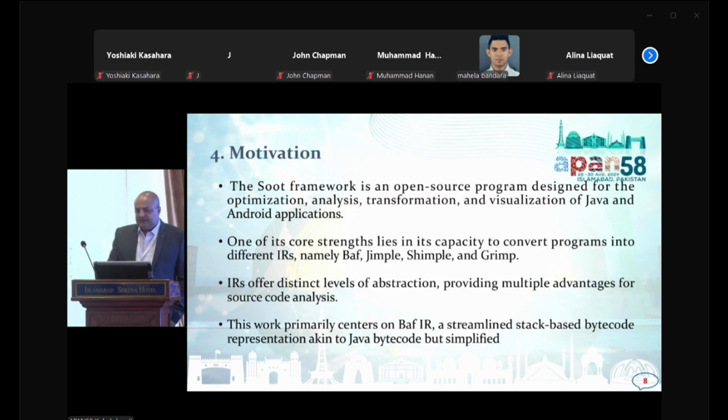The motivation behind this work, as we know, is that static analysis tools such as the SOOT framework generate different intermediate representations for source code analysis. Each intermediate representation offers a level of abstraction that provides multiple advantages for source code analysis. In this work, we are using an intermediate representation called BAF, which is a kind of Java bytecode, but it's more abstract than Java bytecode. Actually, these intermediate representations are generated by using the SOOT framework.